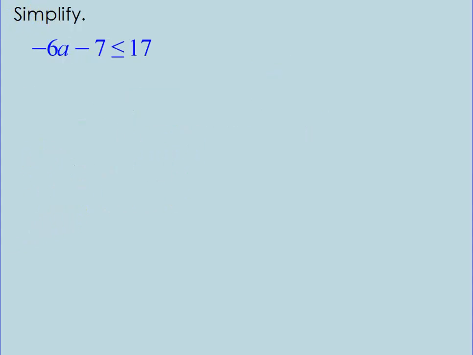Let's try something else. I'm going to simplify this one. Isolate the variable a. Well, I want to get rid of this -7 first. So the first thing I'll do is add 7 to both sides. When you add 7 to both sides, those 7's are going to cancel out. I'm left with -6a is less than or equal to 17 plus 7, which is 24.